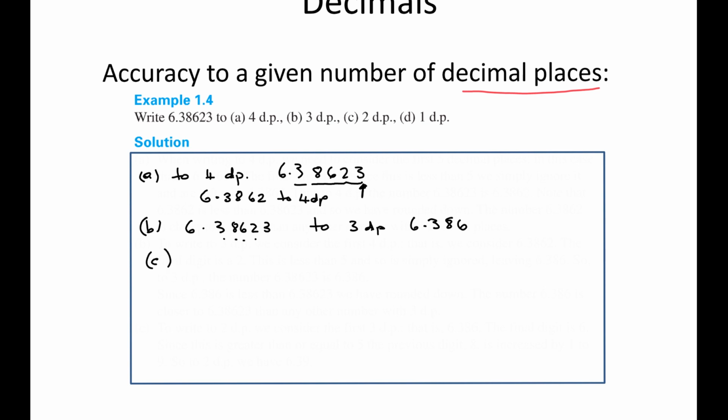Part C, to 2 dp. This time we need to look at the 3rd digit. So we're going to look at the 1, 2, 3 digit. Now this time it's over halfway, so we're going to round up. We're going to round the previous digit up, so we'd write that as 6.39.